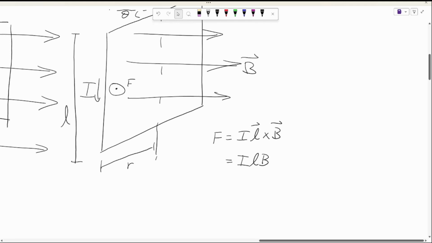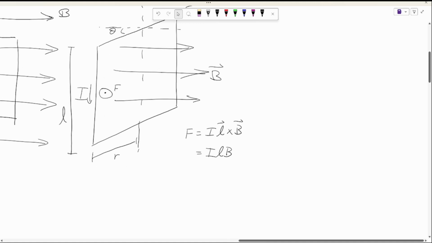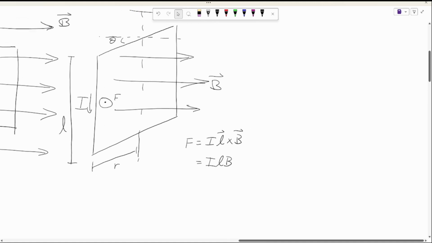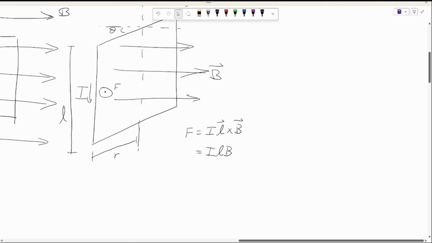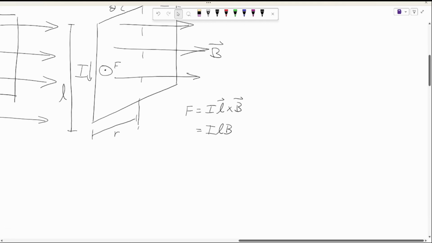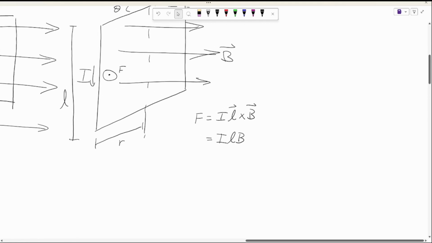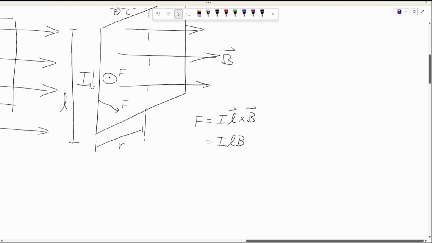Now, the issue is for a motor, or for a setup like this, where this coil is pivoting around the center, we only care about the component of the force that is perpendicular to the coil. Drawing is hard, but it should be in this direction. Let's call this F sub x. That is the part we care about.